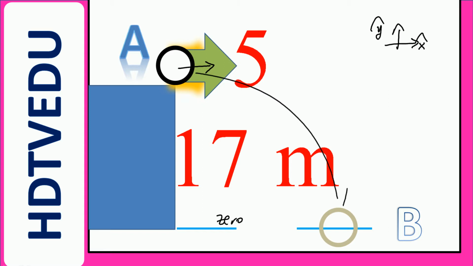It falls like this. It falls like that, and point B is 17 meters below point A. So on this line, potential energy is 0 on that line. So question number 1, what is the horizontal velocity at point A? It's 5 meters per second along positive x.